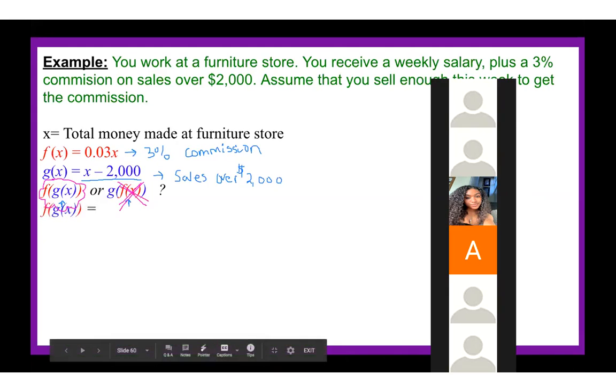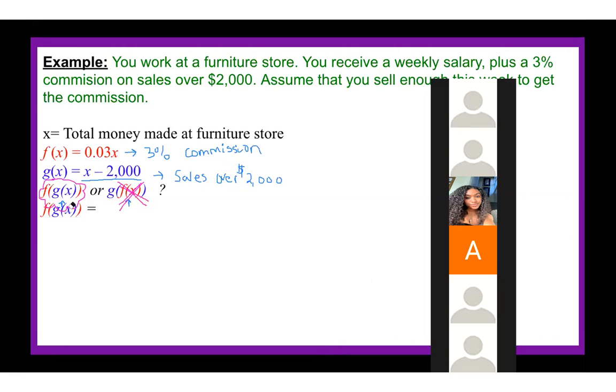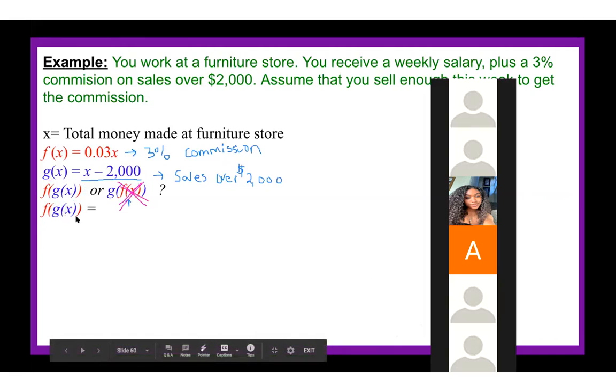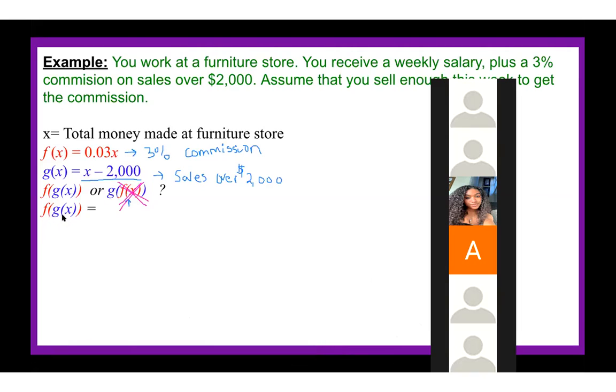All right, and some of my drawings are in the way, so I'm going to have to erase what I circled here. But we're doing this one. All right, so f of g of x. So the next step is going to be g of x is on the inside. That means I'm going to replace g of x with what g of x is. It's x minus $2,000.